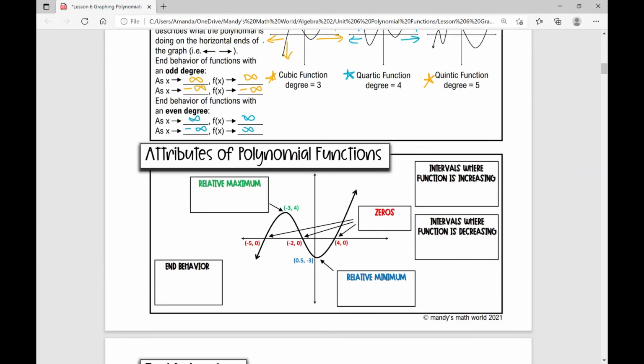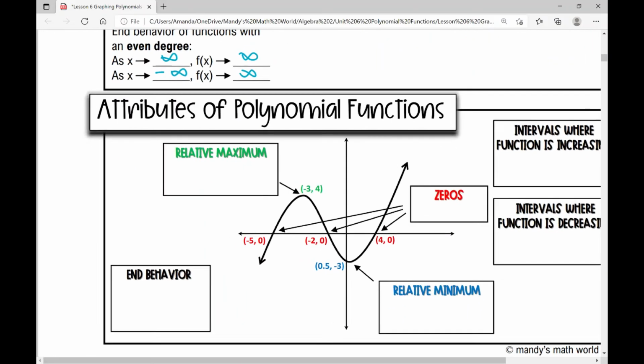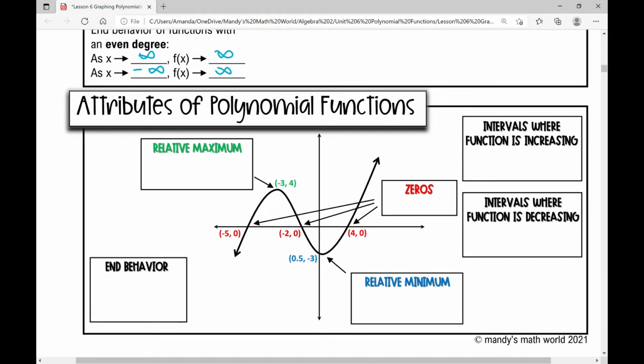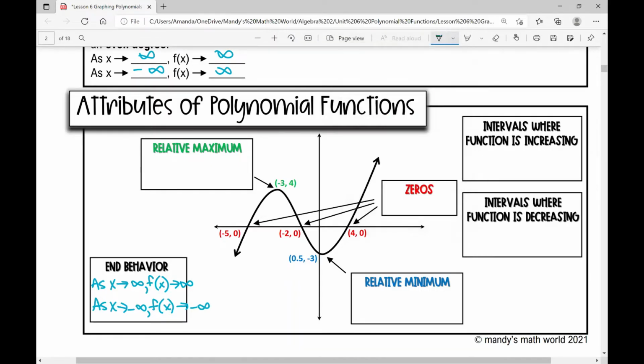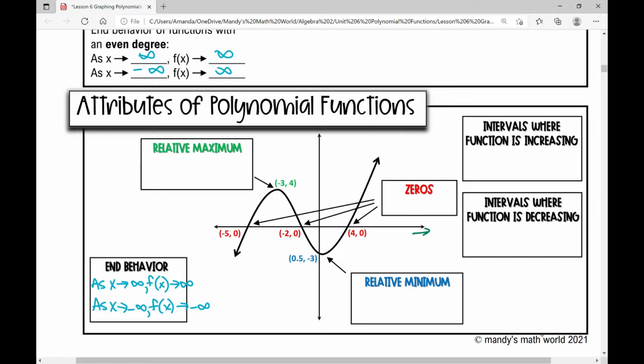Let's move on to attributes of polynomial functions. There's a lot going on. Here's just some graph of a cubic function, and we're going to label some different attributes of this function. Let's first look at the end behavior here. The end behavior for this particular graph: as x approaches infinity, f of x approaches infinity as well. And as x approaches negative infinity, f of x approaches negative infinity. We want to make sure that when we look at a graph, we can describe its end behavior based on what we see. What is it doing on the ends out here?